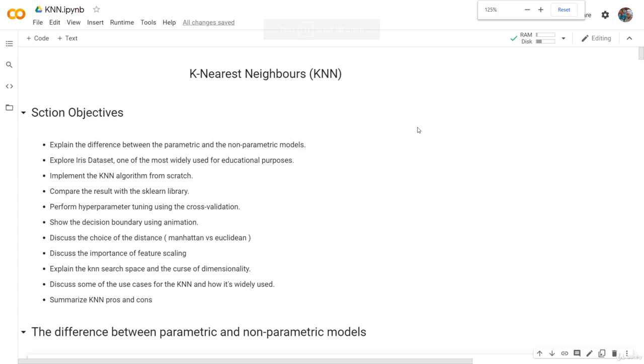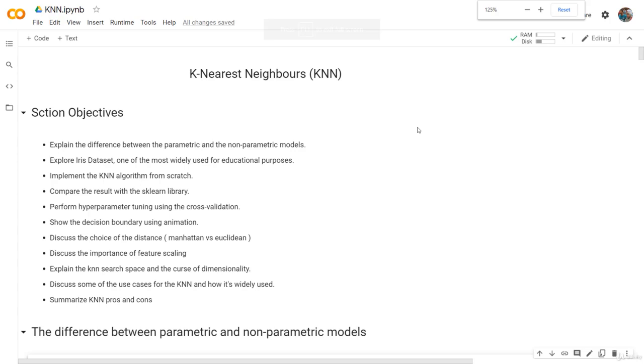So let's first start by discussing the section objectives. First, we want to explain the difference between parametric and non-parametric models, and then we are going to explore the iris dataset, and this is one of the most widely used datasets for educational purposes. And then we are going to implement the KNN algorithm from scratch. So this is different from any other course on Udemy and even on any other platform. And I decided to do so because this will help you understand the algorithm better, and it will also help you with your programming skills and with your Python skills.